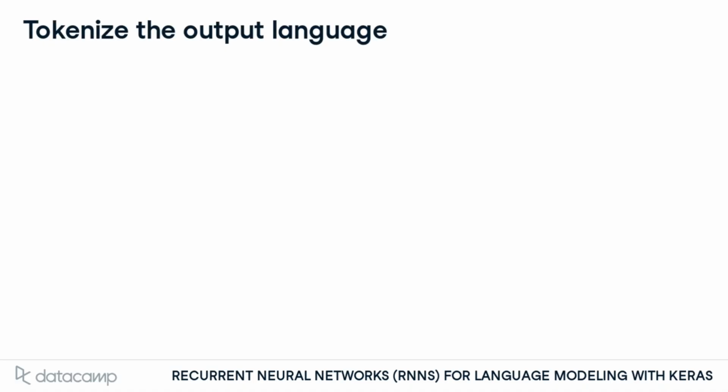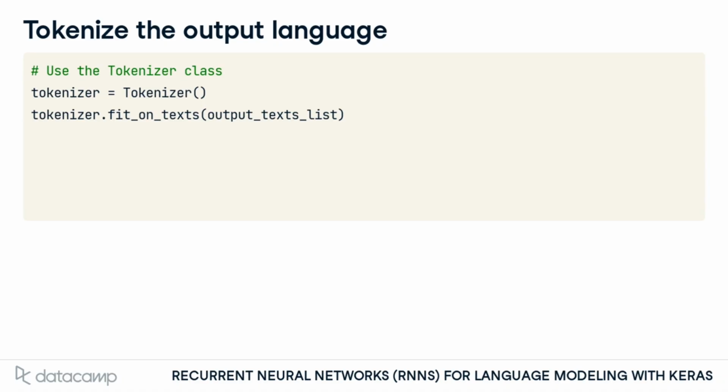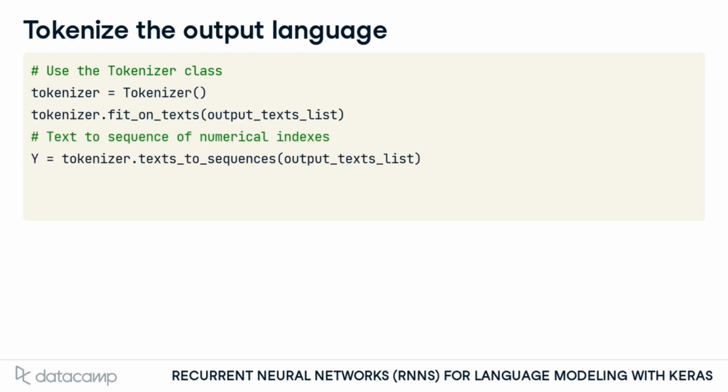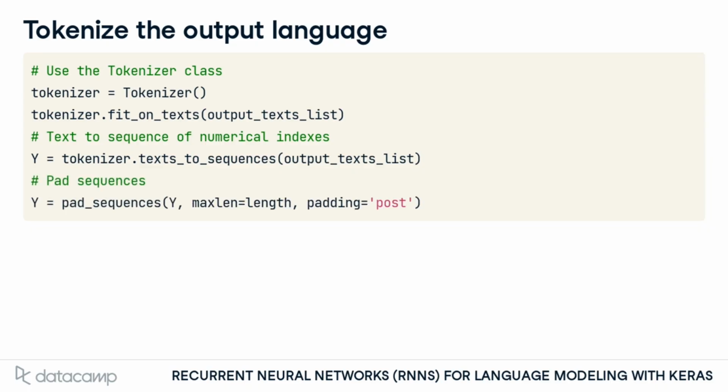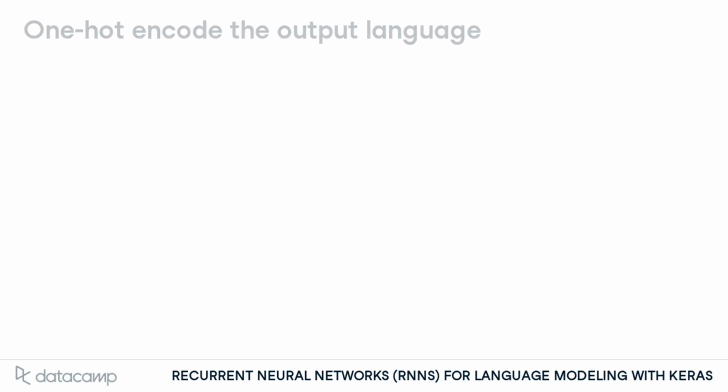The first step for the output language is the same as in the input language. We use the tokenizer and fit it on the output texts. Then we transform the output text and pad the sequences of numerical indexes. After transforming texts into sequences of numbers, we still need to one-hot encode each of the indexes.